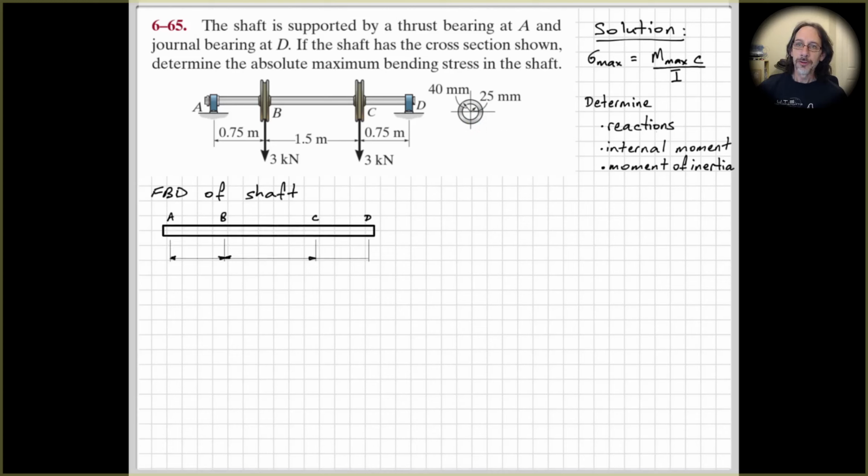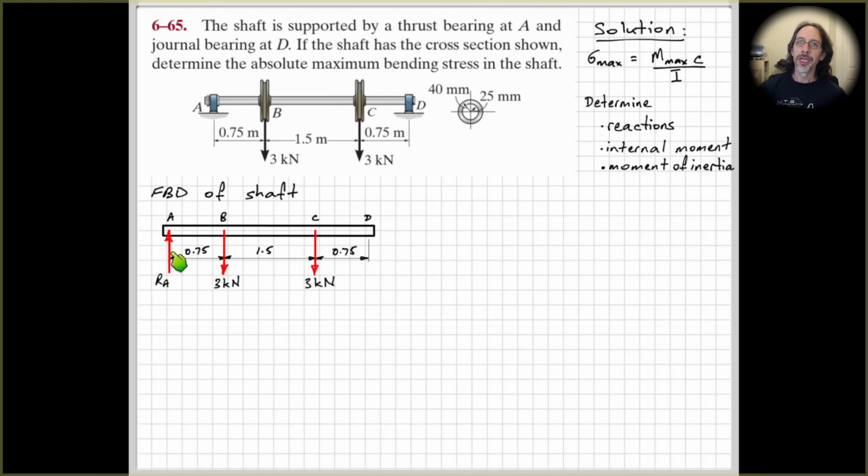All right, so firstly, the free body diagram of the shaft. Just draw the shaft, apply the loads, and then think about what's happening at the supports. At the left-hand end here, we have a thrust bearing. So we could put on a horizontal force as well, but I can see that there's no other horizontal forces acting, so I've just left it off on this free body diagram.